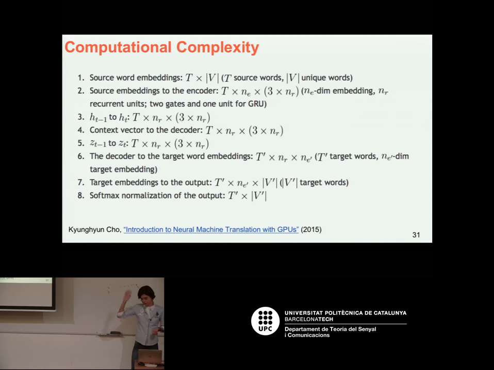This is just for you to have, I'm not going to go through it, but it's the computational complexity of this machine translation system. You can look it up after the class. That's why you need GPUs. You need GPUs because you are dealing with vectors and matrices, and GPUs perform really efficiently with them, and this cannot be done with CPUs. That's just to make it clear.